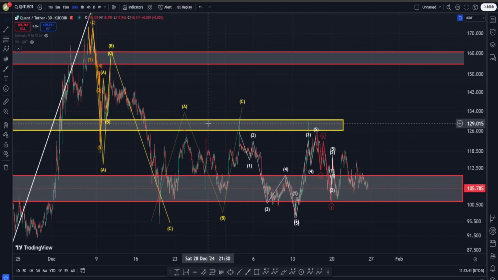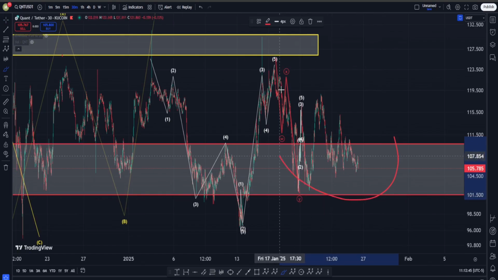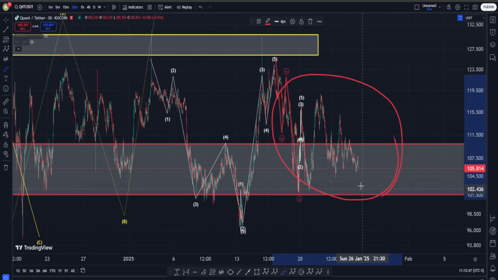Okay, so in today's video about QNT, first we are going to see what is happening in the very short term in this area, and then we are going to go on some higher time frames, and I'm going to talk to you about a very interesting, potentially bullish pattern that could actually send us up to somewhere beyond $600.